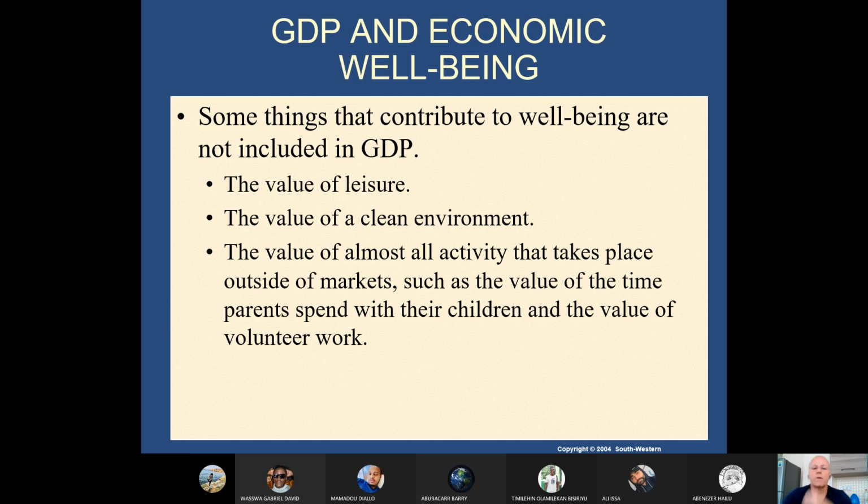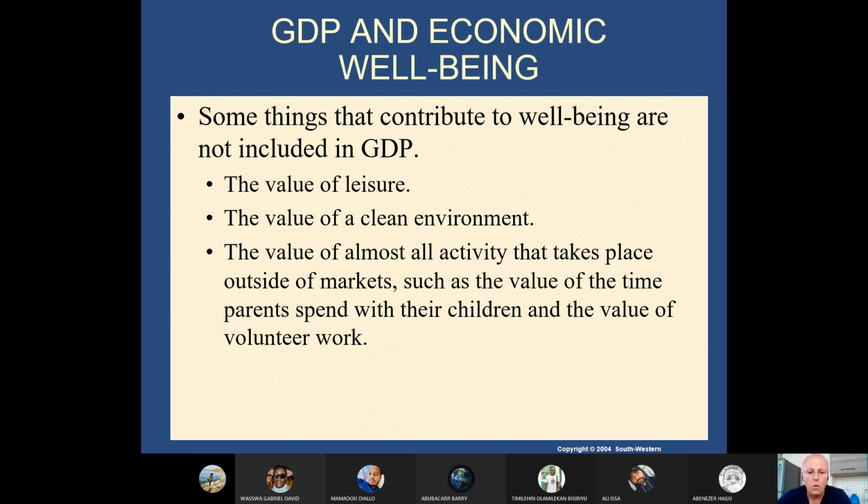Something that contributes to well-being is not included in GDP. Okay, the value of leisure, as you are understanding, cannot be included, and the clean environment is also not included, is not calculated.